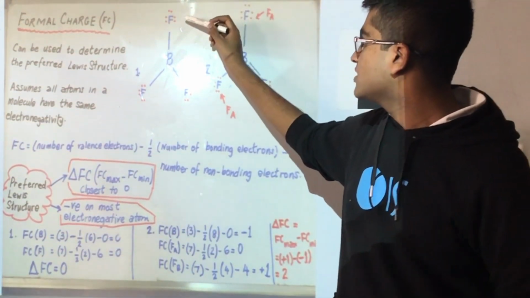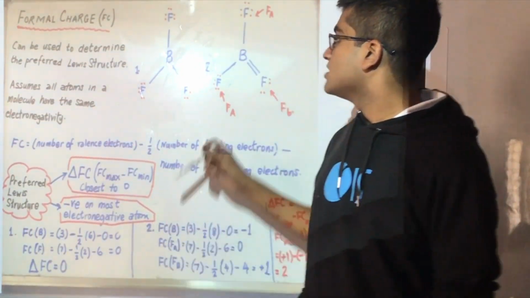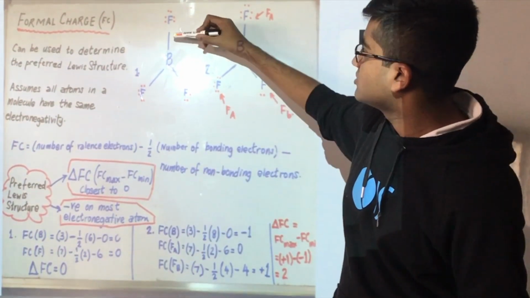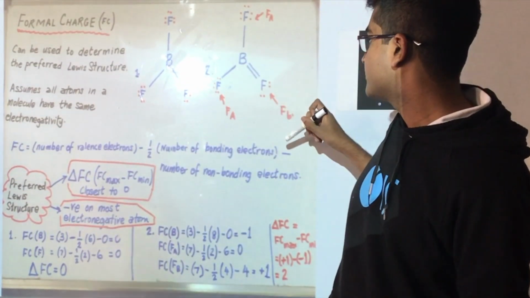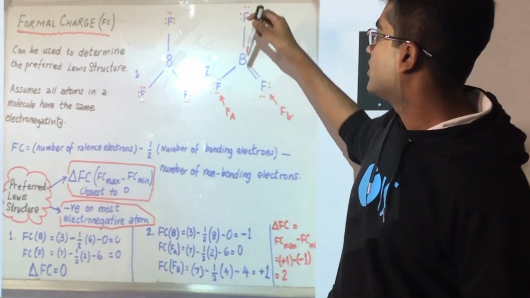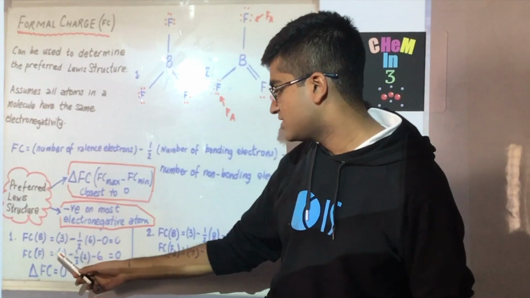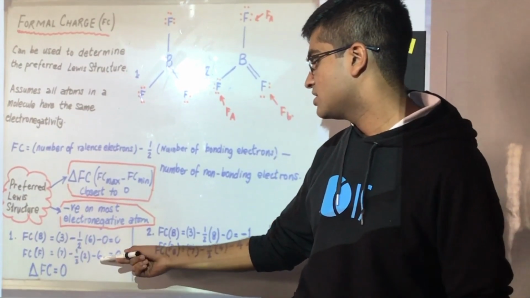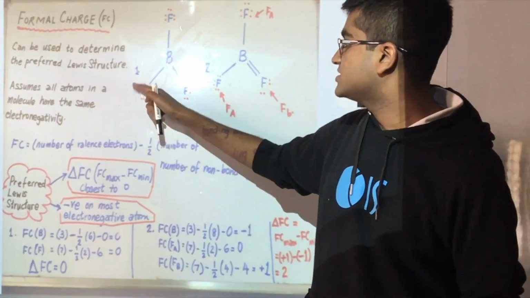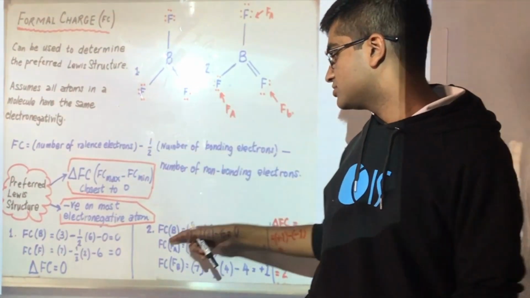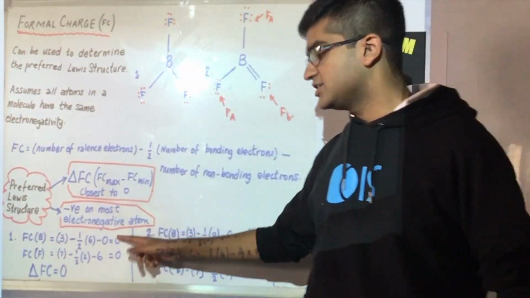fluorine, fluorine has 7 valence electrons, minus the number of bonding electrons. So there's 1, 2 bonding electrons, minus the number of non-bonding electrons, 1, 2, 3, 4, 5, 6. So there are 6. You calculate 7 minus 1 minus 6, which is equal to 0. The rest will be the same on the other two because they are all the same. So that means the formal charge on each atom is 0.